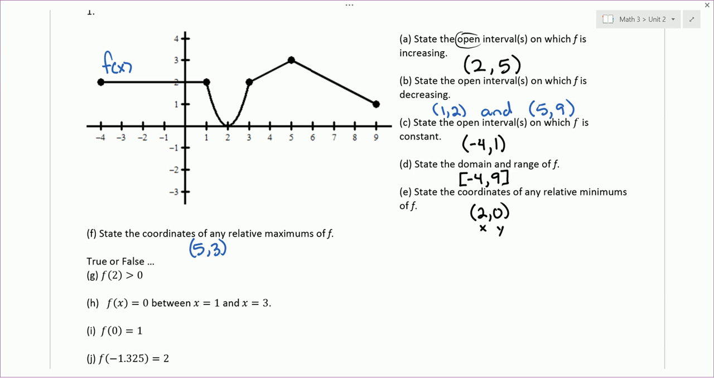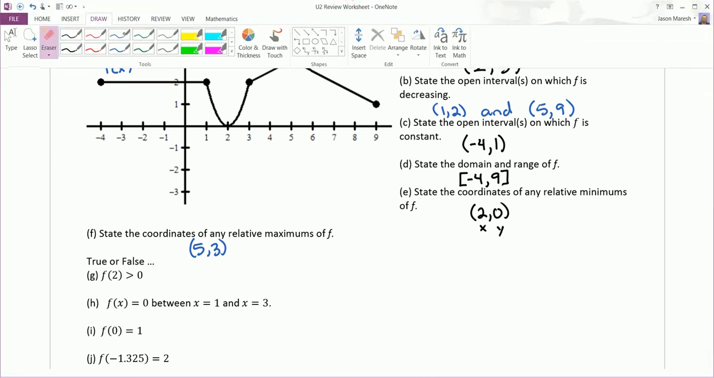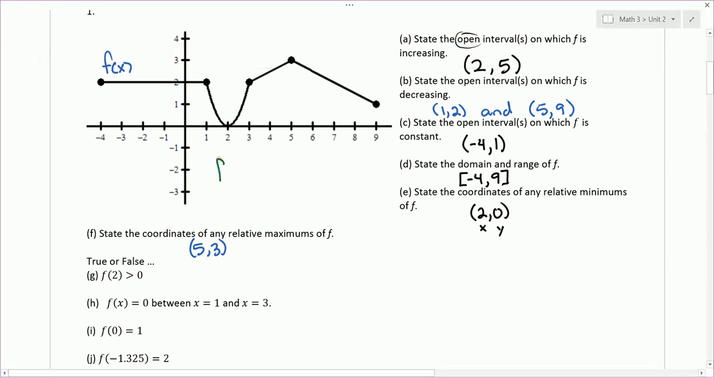We have a couple true and false questions about our function. G says that f of 2 is greater than 0. Okay, so let's see what f of 2 is. F of 2 in our graph is equal to 0, because it's saying, when you plug in 2 for x, what do you get for y? If you go to the x-axis at 2, the point that's our relative minimum is at 2, 0.